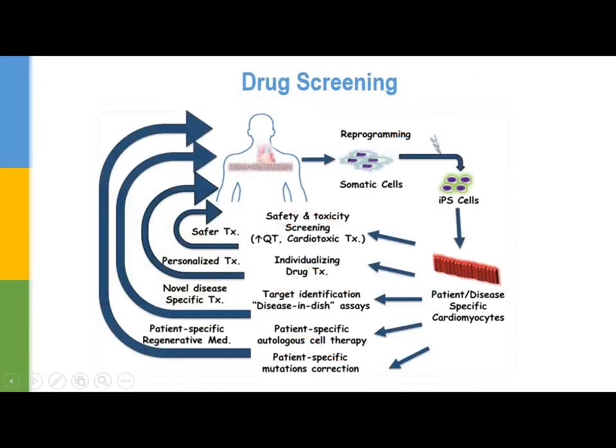So we can use pluripotent stem cell technology to ask questions about the safety of drugs and toxicity of drugs. We can tailor a specific drug to a specific therapy to individualize therapies. We can use this as disease-in-a-dish models for target identification and to identify novel therapeutic targets. And finally, we can use them for patient-specific autologous cell therapies for regenerative medicine purposes.